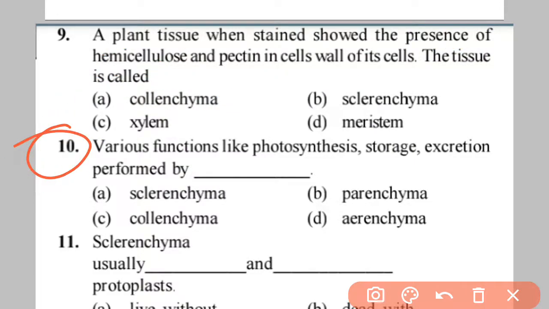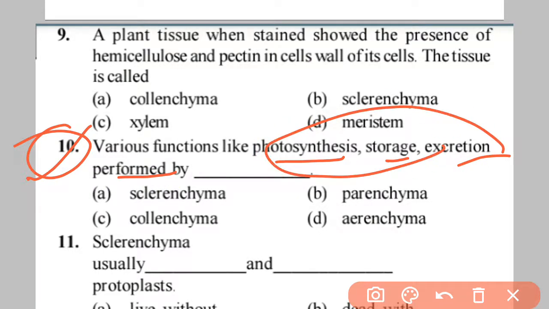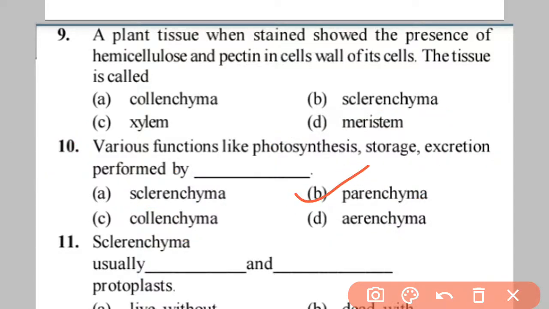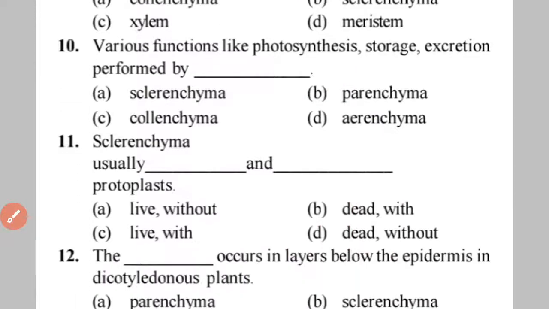Okay, question number 10 is, various functions like photosynthesis, storage and excretion are performed by. So these are the functions of which tissue? Sclerenchyma, parenchyma, aerenchyma or collenchyma? So it is basically a function of parenchyma. Okay, so option B is correct. Let's move on to the next question.